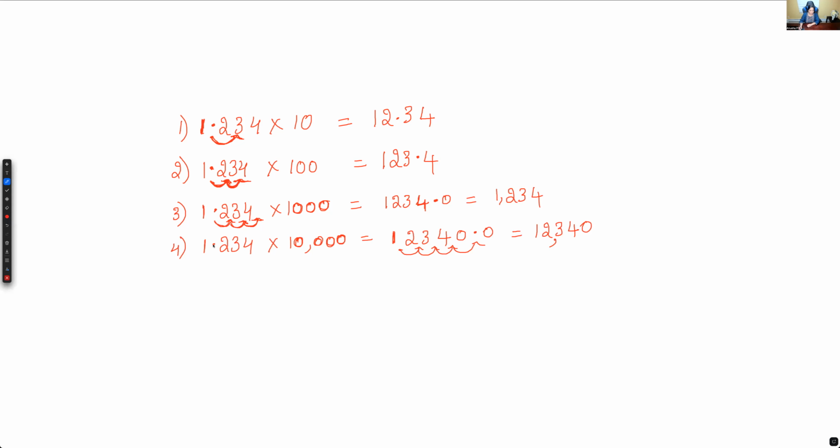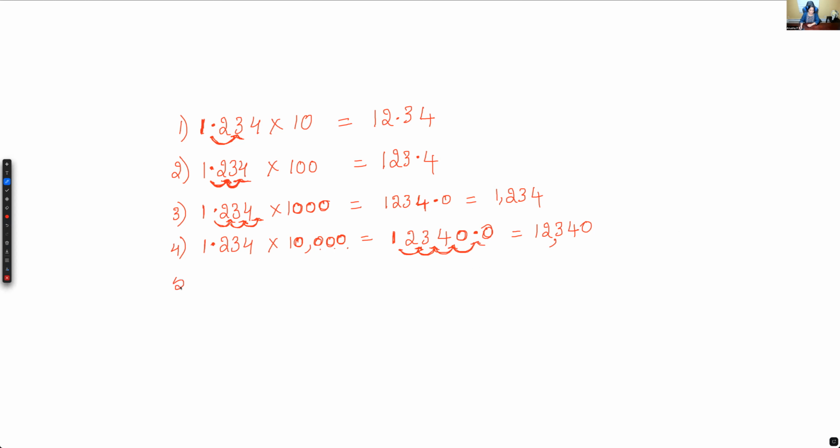Let me explain one more time. Here we are multiplying 1.234 by 10,000. Because we have four zeros over here, we are moving the decimal point four places to the right. Second jump, third jump, and fourth jump, and keeping the point. Because we don't have any number here, we are adding zeros. Okay, which is nothing but 12,340.